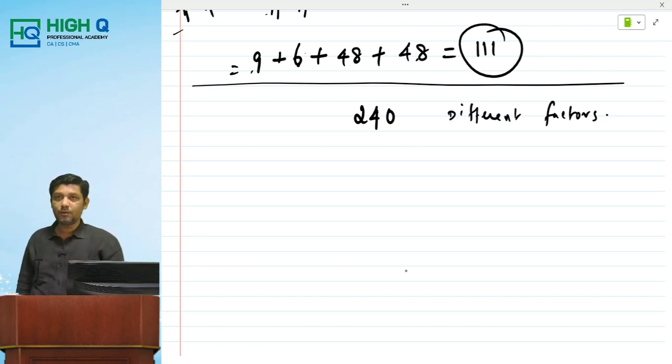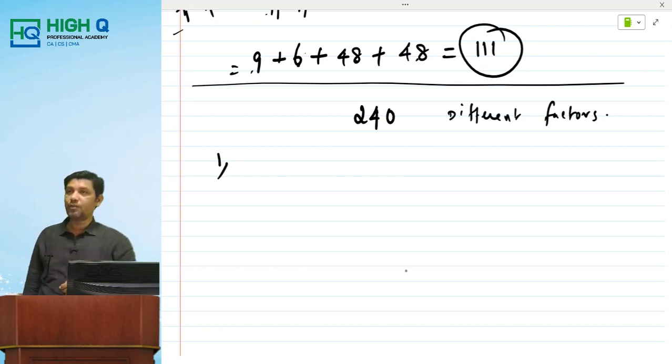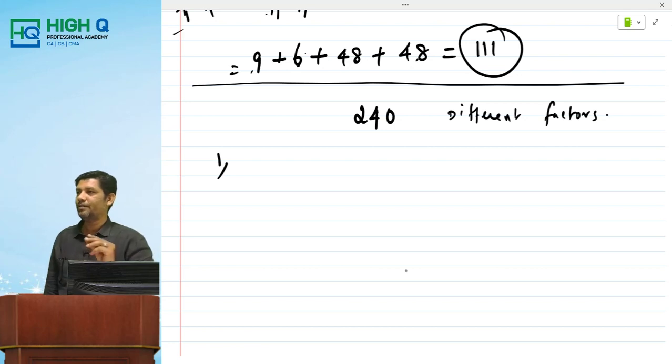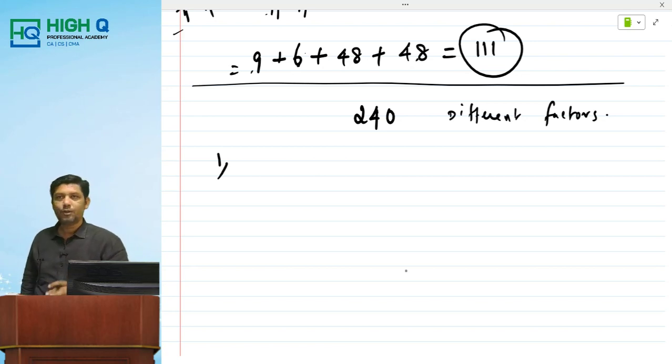Factor means you know, na? What is a factor? It is a number which divides the given number exactly. For example, can we say 1 is a factor of 240? Can we divide 240 by 1? We can, any number can be divided by 1. For every number, 1 is a factor. Now 2: 240 divided by 2 is 120, so we can divide. Is 2 a factor? Why is 2 a factor?